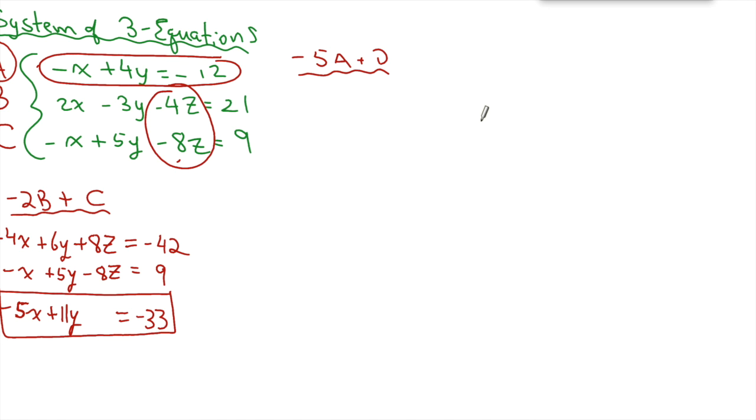And see what happens. Negative 5 times that top one would be 5x minus 20y is equal to 60. Double check my calculations. Put in negative 20. Yes, that's right. Alright, and then we're going to copy down D. D is negative 5x plus 11y is equal to negative 33. Then add these guys together and see what happens.